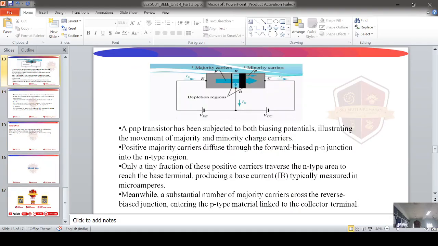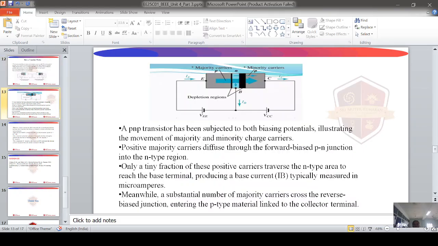Carrier movement in PN junction. In a PNP transistor, holes move from the emitter to the base through the forward biased junction. A small number contribute to the base current while most reach the collector, producing the collector current.